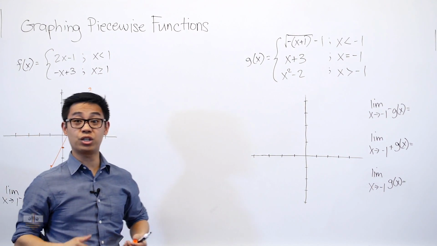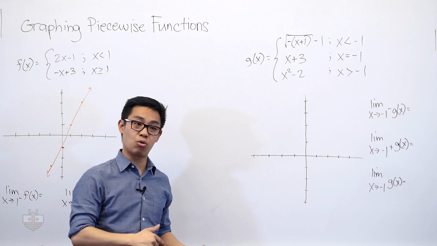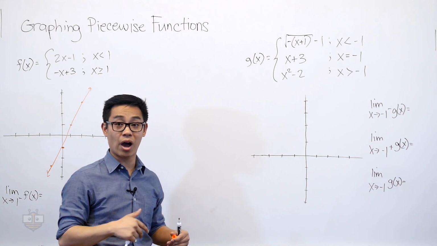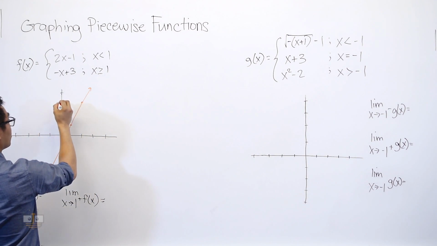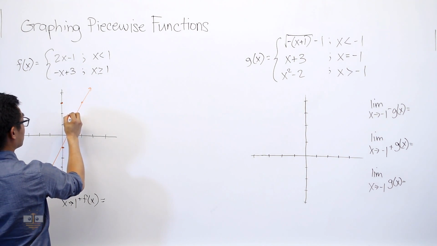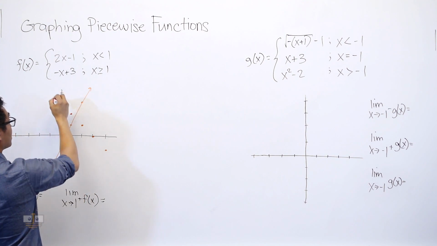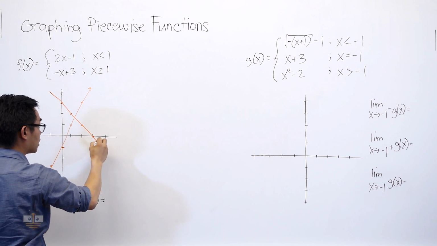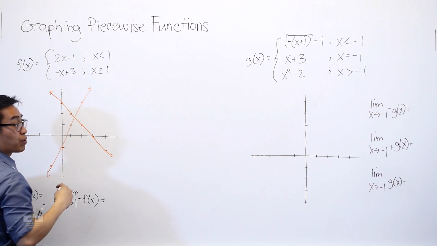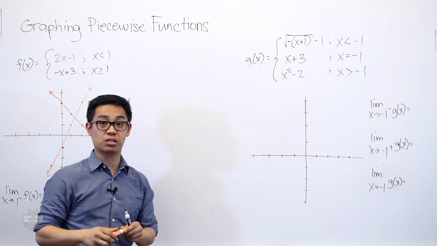If we were to graph the function -x plus 3, it has a slope of -1 and a y-intercept of 3. So we've got 3 here, go down 1 and right 1. And so we get this function. And from there, we can erase the sections that it's not supposed to be in.